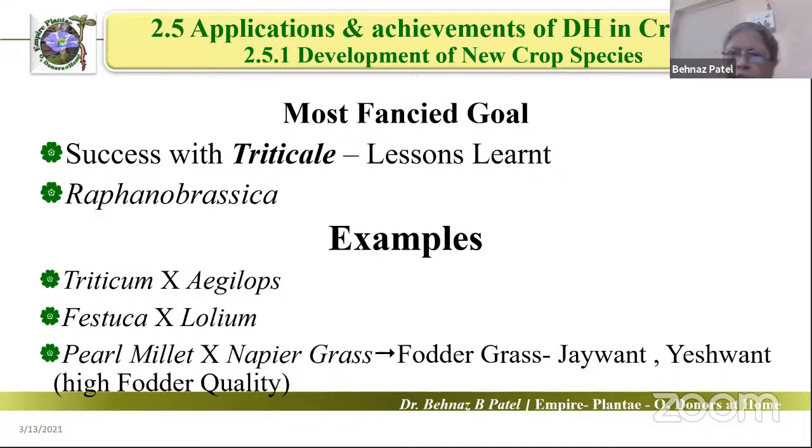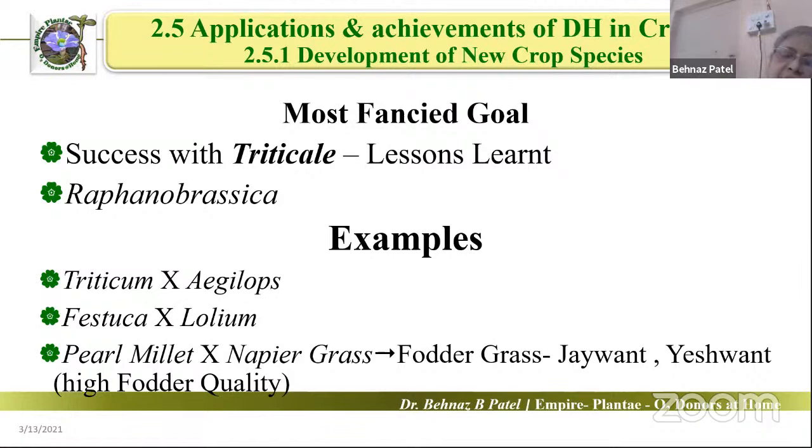So we got success in the case of triticale. There were a lot of mistakes also, starting with 60% fertility, and over a period of time it has been overcome. And we have learned many lessons of how to go about it. Raphanobrassica, though we say was of academic importance only, has yet been used. And now once again, people are trying Raphanobrassica based on the mistakes that they have overcome with triticale. Then you have Triticum and Aegilops. Then you have Festuca and Lolium, and Pearl Millet and Napier grasses, which turned out to be a better fodder grass for the cattle. These grasses were produced by IARI and have been named Jaivant and Yashwant. And these are of high fodder yielding quality.